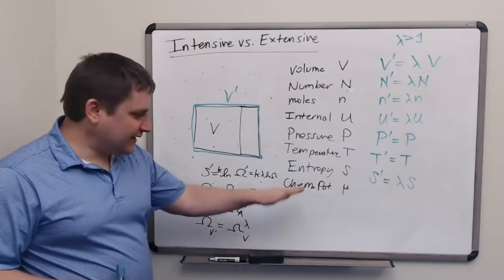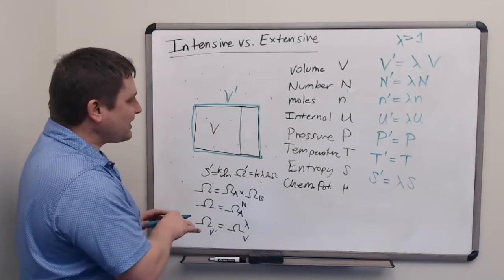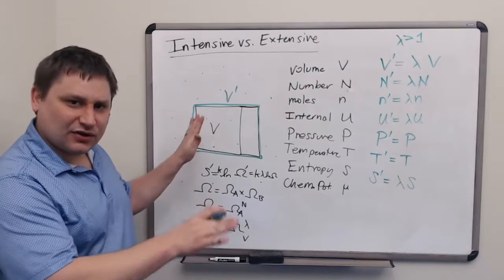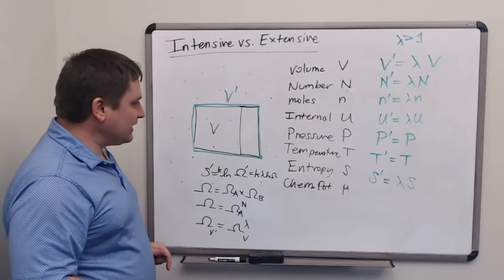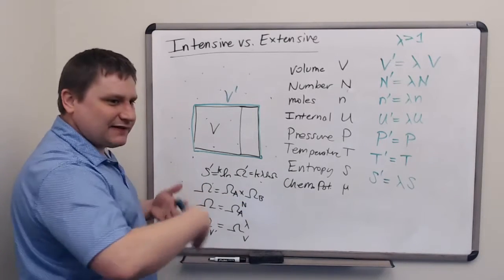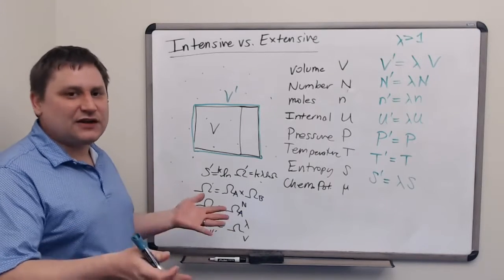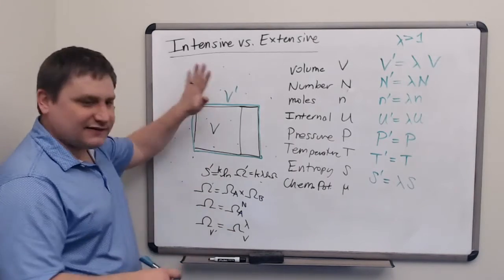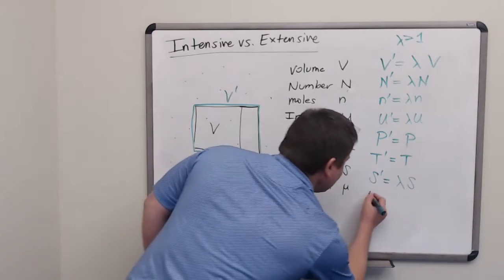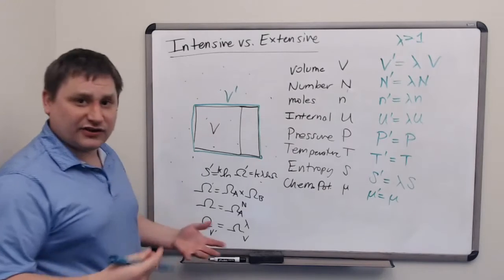The last one on the list, chemical potential, not so familiar to us, but again, it's a quantity that's constant throughout the whole region. It's something that determines whether there's going to be a favorable chemical reaction or something. The system's in equilibrium, so there's no gradients in chemical potential either. So this also, in the increased system, just stays the same.